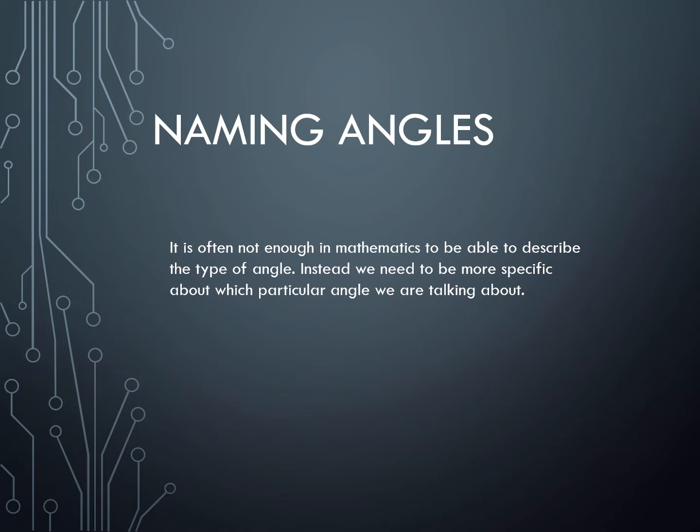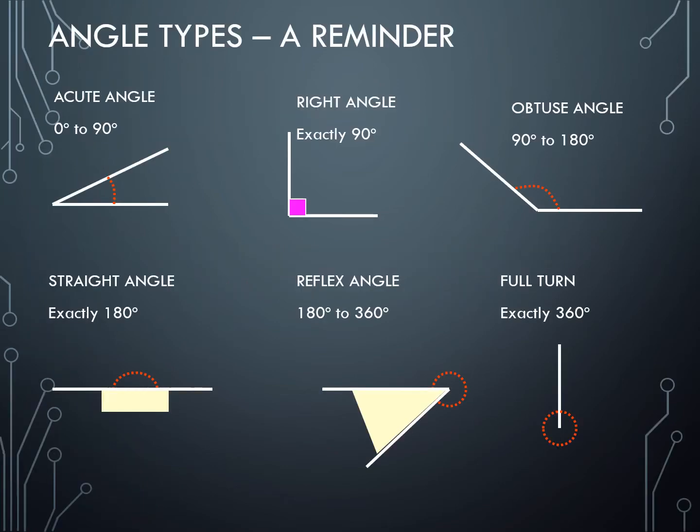So firstly, just a reminder, what are the types of angles that we can have? Well, here they are. So starting with an acute angle, that is an angle that's less than 90 degrees. Okay, so you can see up there, anything from 0 up to 90 is going to give you an acute angle. Right angle is an angle that's exactly 90 degrees.